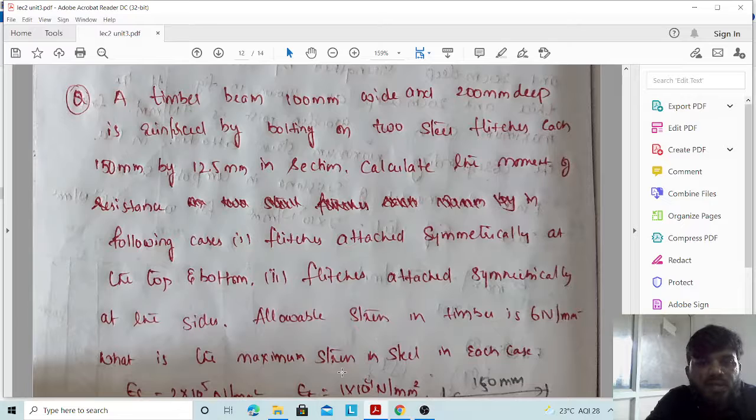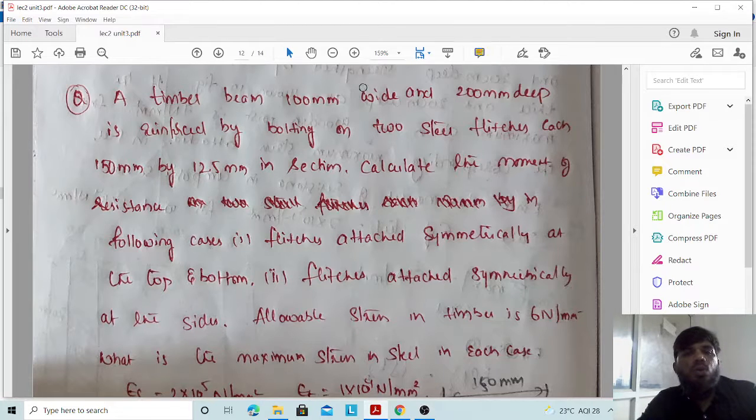Calculate the moment of inertia and moment of resistance for the following cases: flitches attached symmetrically at the top and bottom. They have clearly mentioned it. First thing you have to consider is the flitches, that is nothing but the flitches of steel. So the whole wooden block is there, and I will draw the block here.